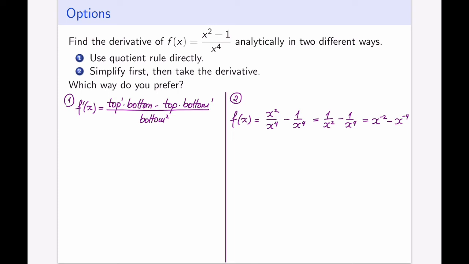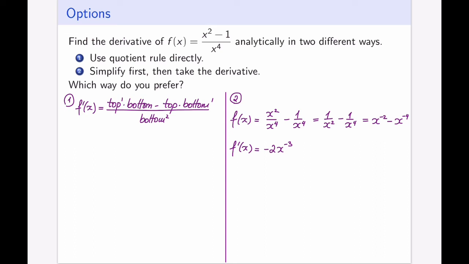And now that I've done these simplifications, I can see how easy it's going to be to take the derivative of this function, because I simply need to apply the power rule to each one of these terms. So the derivative now is minus 2x to minus 3. Remember, I have to subtract 1 from the power. So minus 2 minus 1 will give me minus 3. Negative powers become more negative.